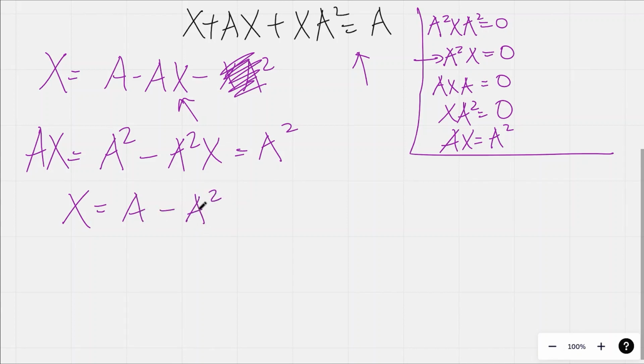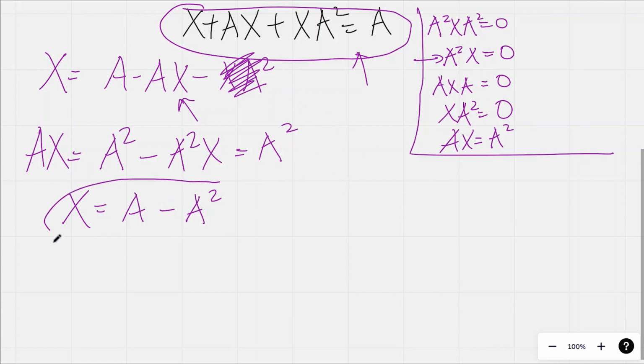So what have we done? We started with this equation up here, and we also had the fact that a cubed is 0, and then we just played about with this. So we said if x satisfies this equation, then a squared x a squared must equal 0, a squared x equals 0, and so on. We got all these equations here, and it boiled down to this thing here. So essentially, if x satisfies this equation here, then x must be a minus a squared.